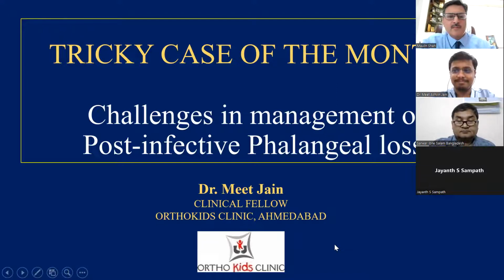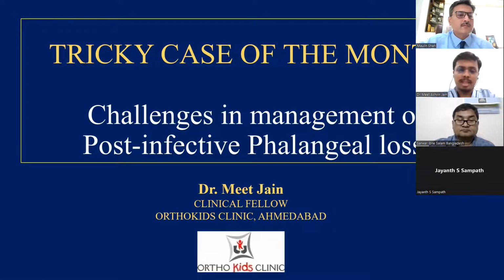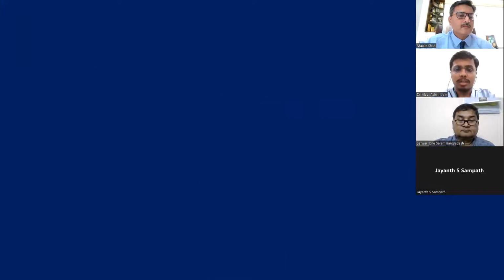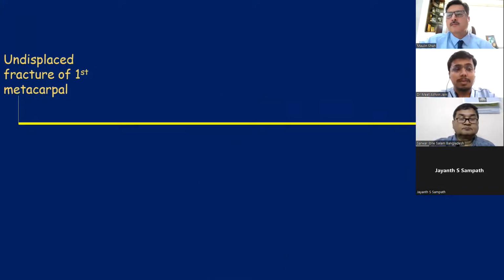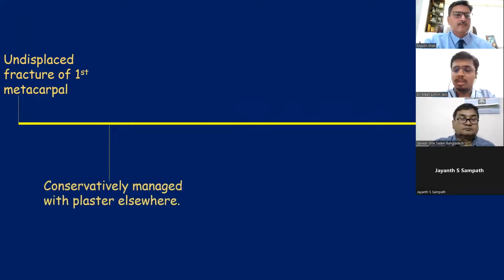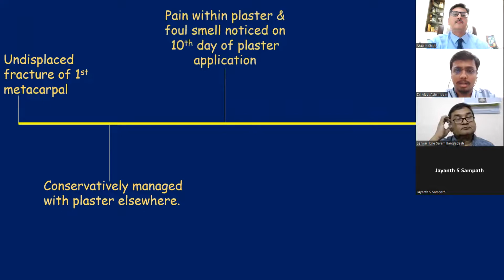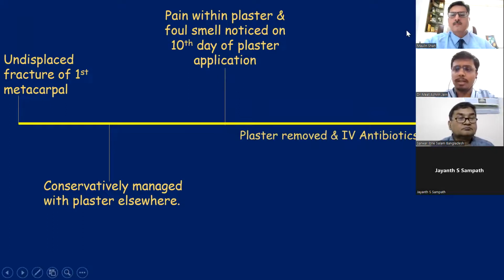COVID era case. Yes, Meet, please take us through. So this title is Challenges in Management of Post-Infective Phalangeal Loss. We have a 9-year-old girl who suffered an undisplaced fracture of the first metacarpal. She was conservatively managed with a plaster. However, on the 10th day of the plaster, her parents noticed a foul smell from the plaster, and so they had it removed. What they saw was a raw area along with discharging pus, and IV antibiotics were started, and she presented to us at the age of 9 years.